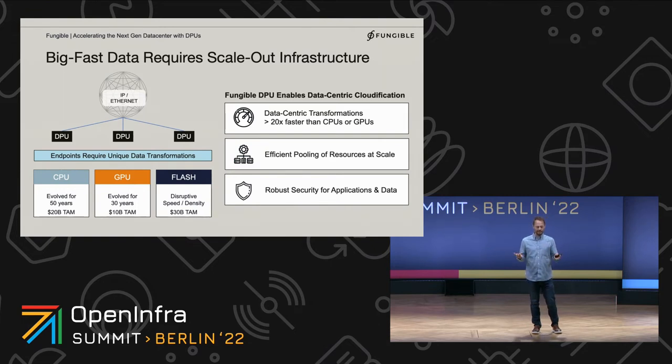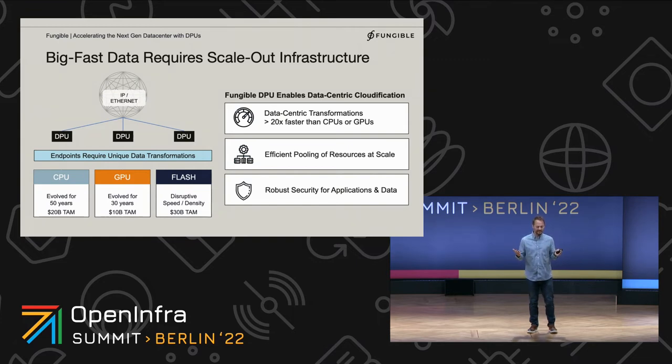And so we built the chip to be flexible so that we can program different data paths that are specific for these types of resources. Obviously, each one of these buckets of resources is a huge market in and of itself. You know, we've seen GPUs reach a $10 billion market size. Flash storage has been around a long time. That's a huge market. CPUs, obviously, are huge.